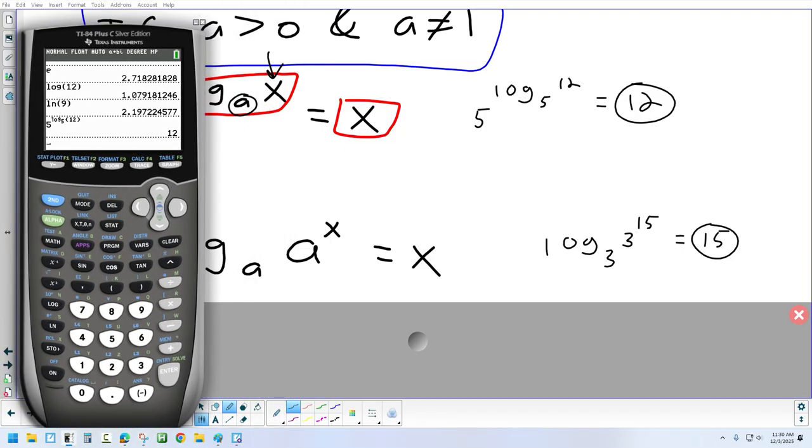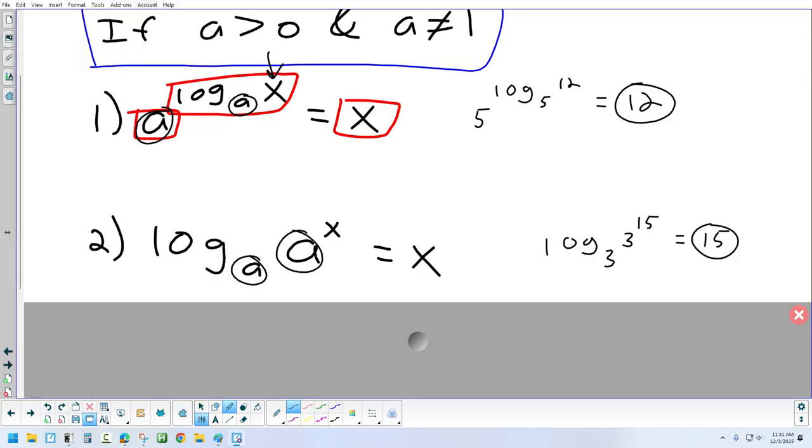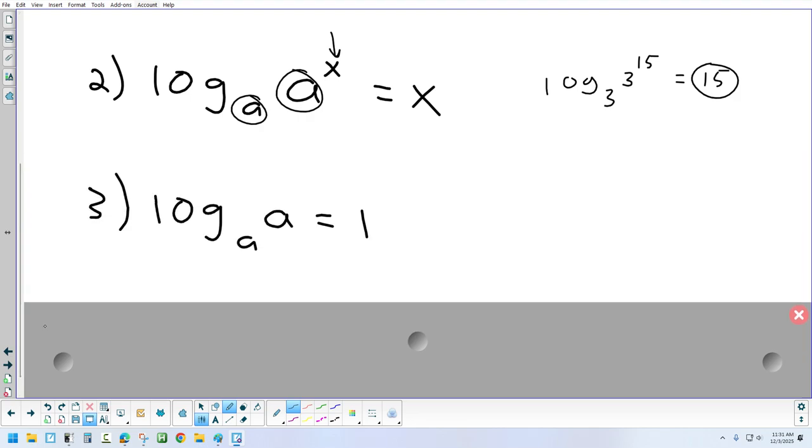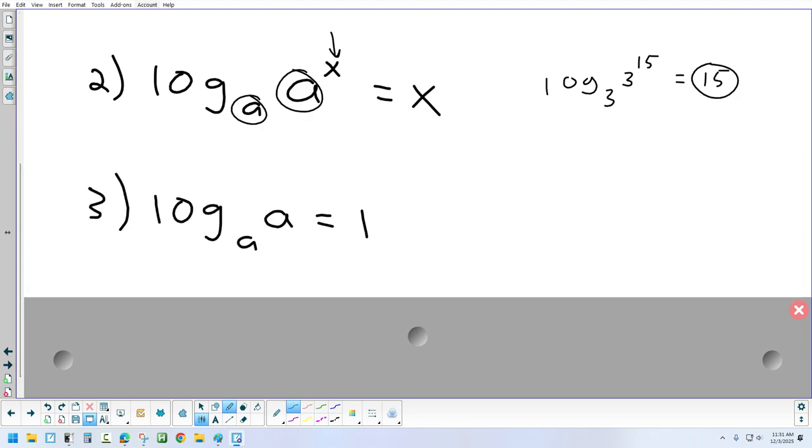And if you want to check it, you could do log base 3 of 3 to the 15th power. And when I hit enter, I get 15. So it's a special pattern that when these two things match, everything cancels out except that. And that's the answer. Any question on the first two properties? Okay, third property. Log base a of a.